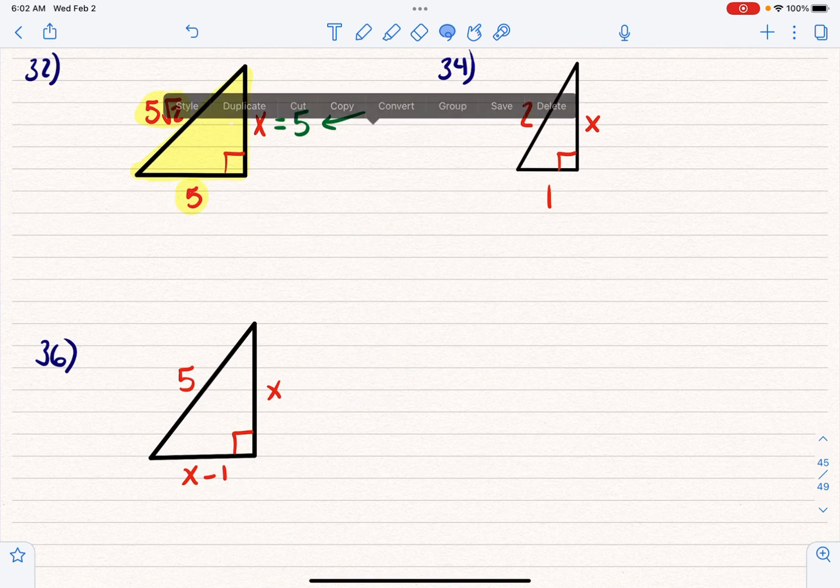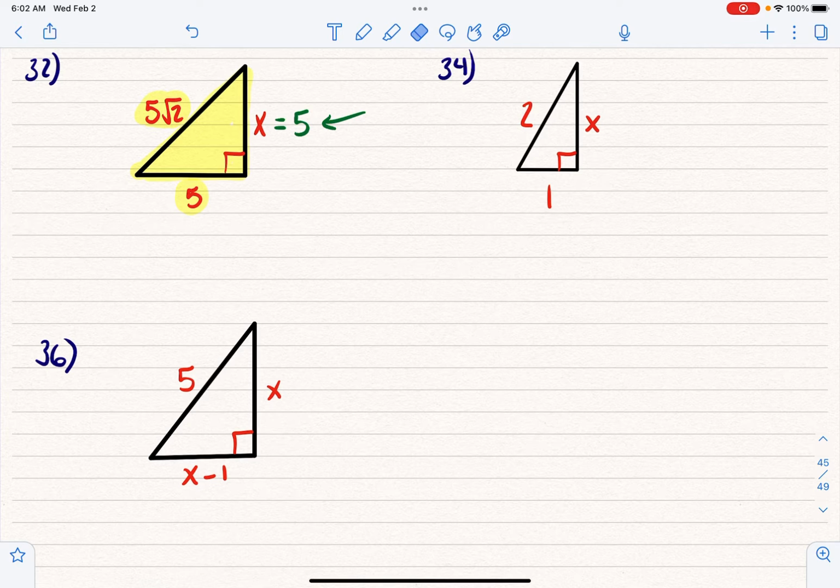Okay, delete. All right. And then let's see here. This next one, because this side is 1 and the hypotenuse is double, that makes this a 30, 60, 90. And so therefore, I know that this is equal to square root of 3.